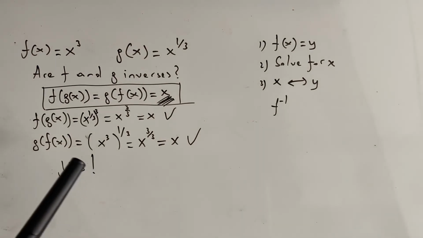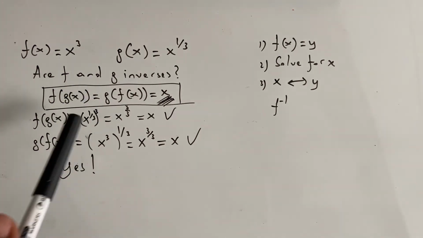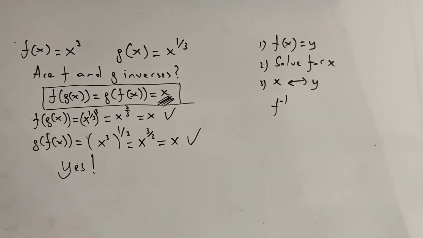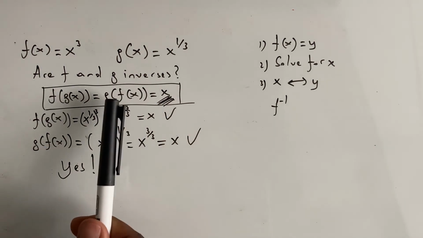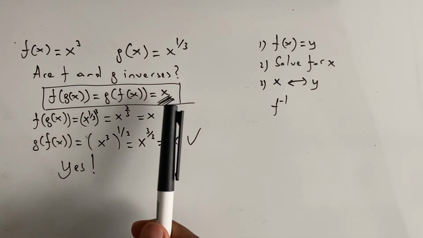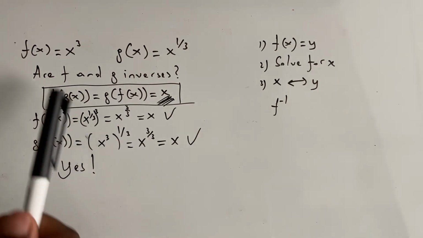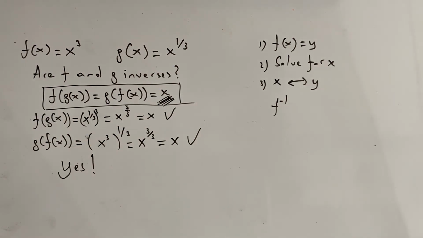The second thing I showed you is how to check to see if two functions are inverses of each other. If you solve for f of g of x and g of f of x, and the answer is x for both of them, then yes, the functions are inverses of each other.